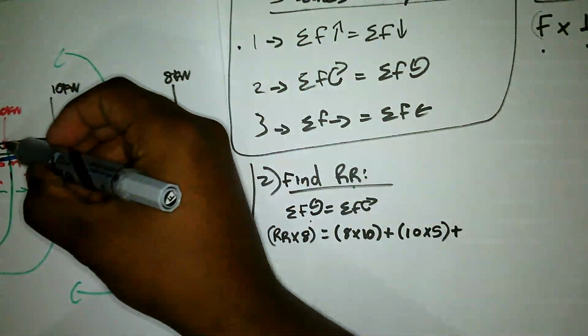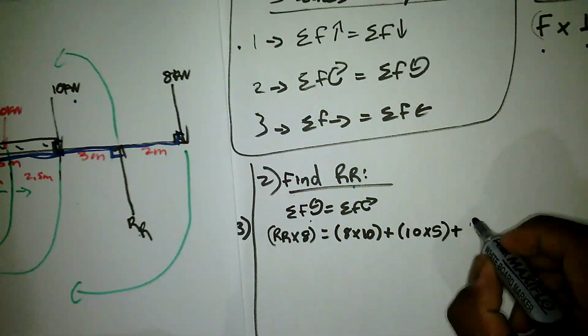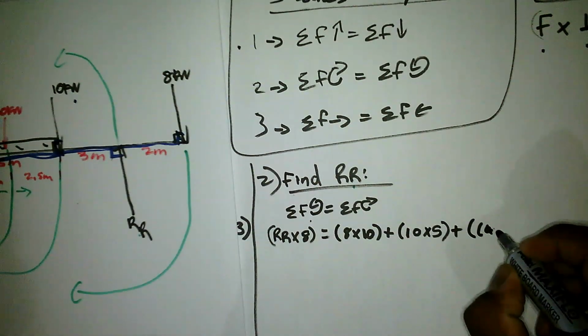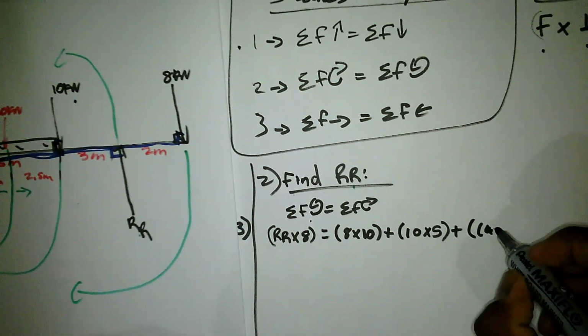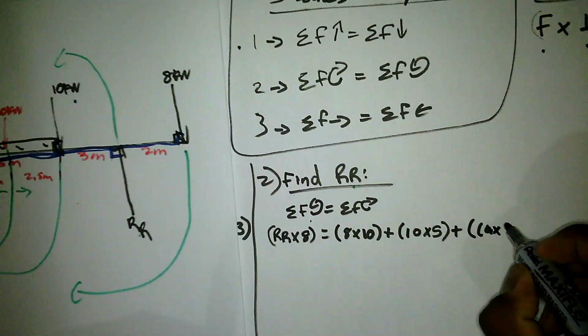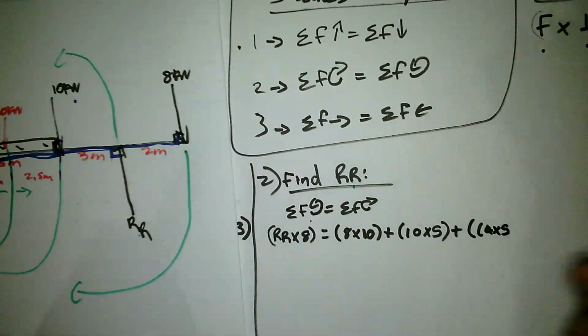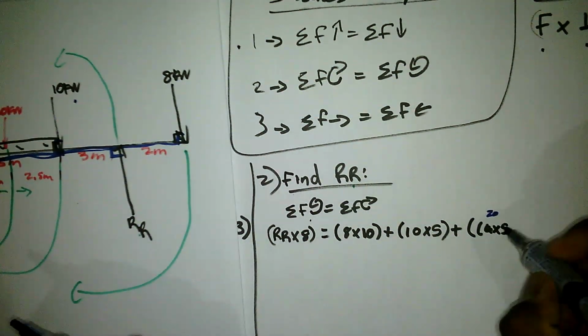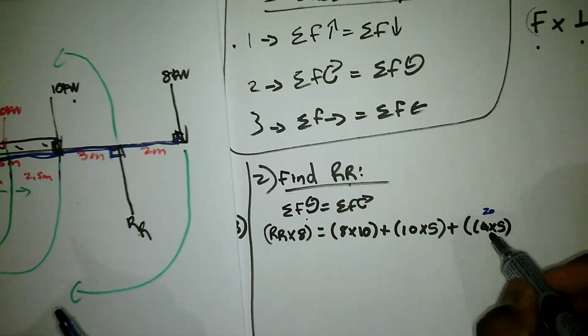Now we know this is a UDL. Let's break this down one more time. We've got the 4 kilonewtons per meter across 5 meters, and that gives us that 20 kilonewtons point load. That is the force.